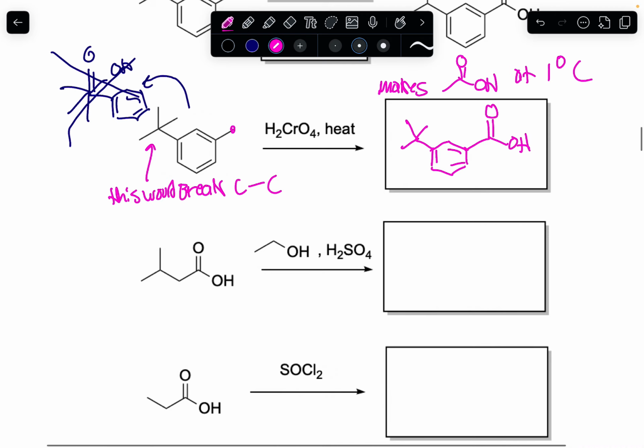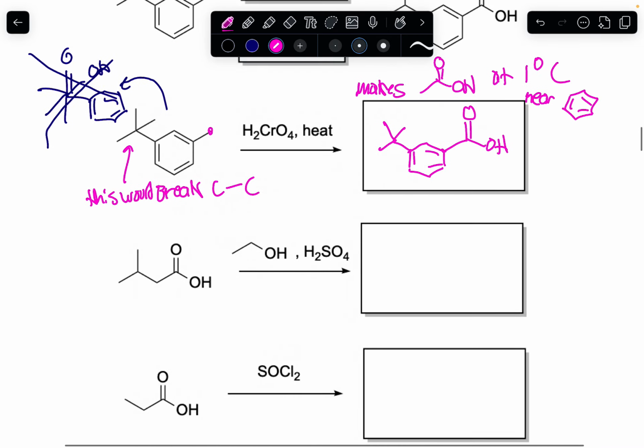At primary carbons near benzene rings. So near specifically the benzene ring. That's because this mechanism goes through a radical, and you need to have resonance stabilizing that radical. If you don't have that benzene, the reaction just doesn't work.